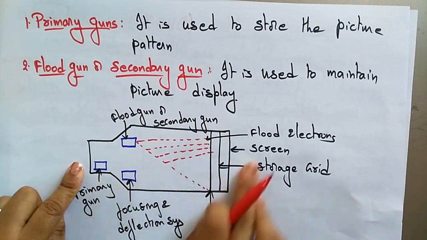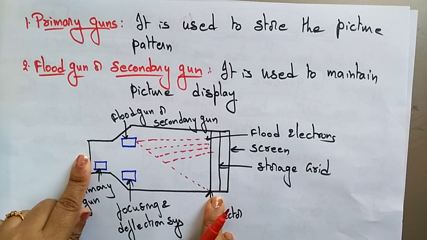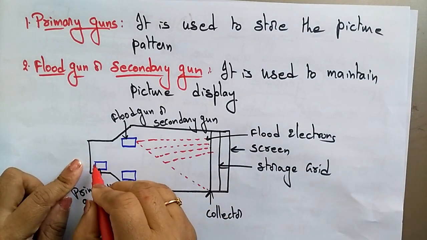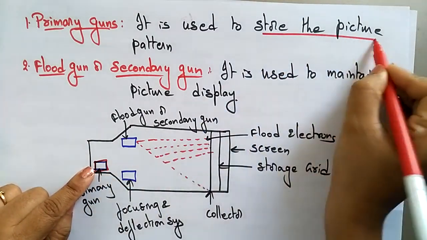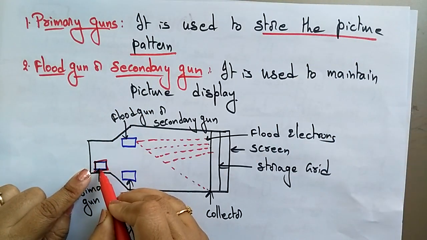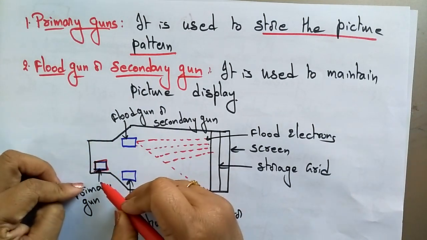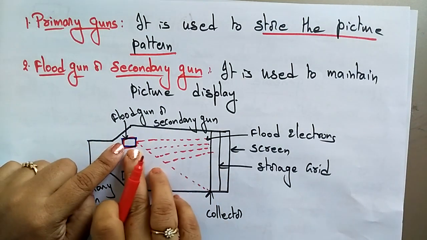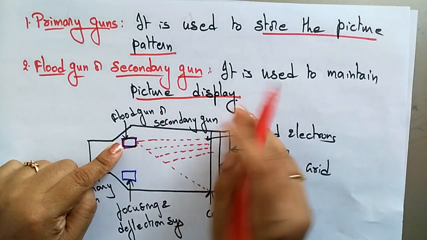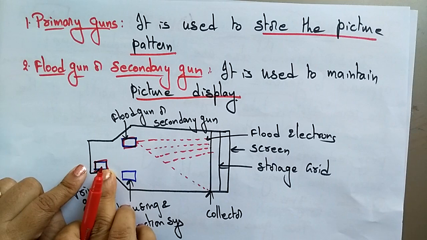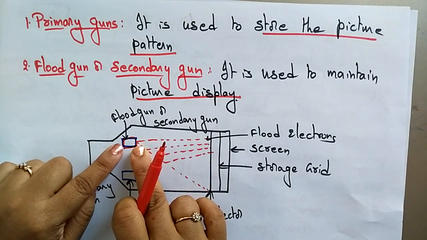So here in this picture you can see the DVST, direct view storage tube. Here this is the primary gun. It is used to store the picture pattern. The picture pattern will be stored by this gun. And this is the flood gun or the secondary gun. This secondary gun is used to maintain the picture display. The primary gun stores the picture pattern, and the secondary maintains the picture display.